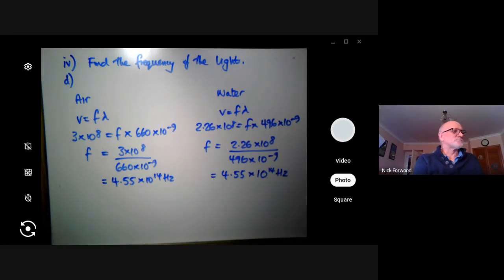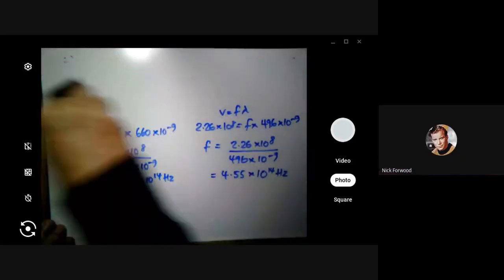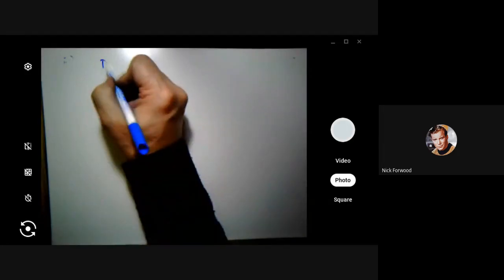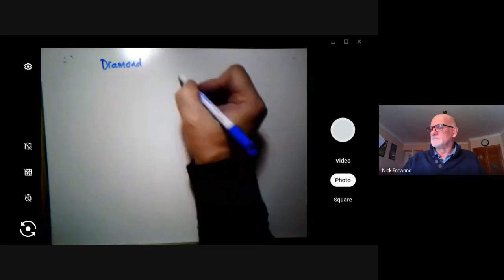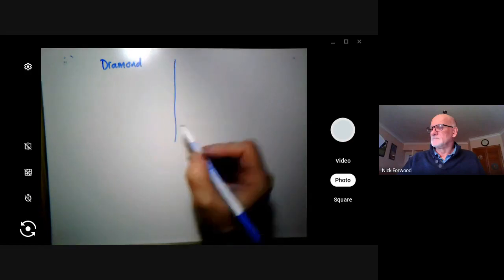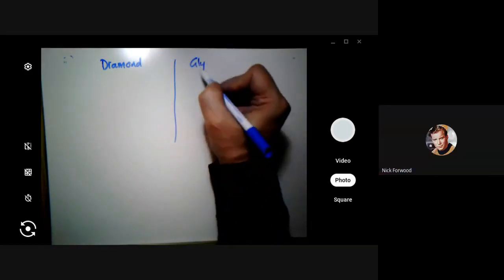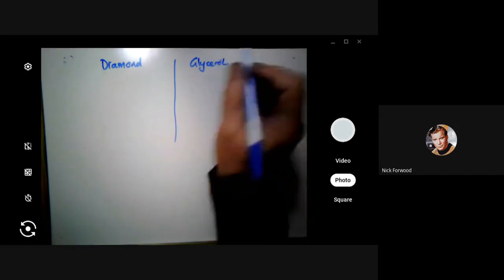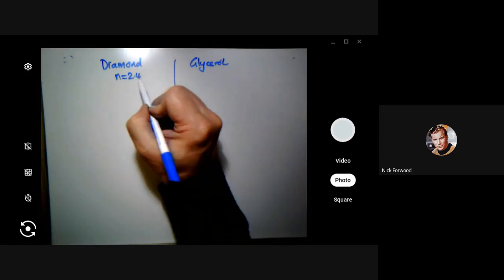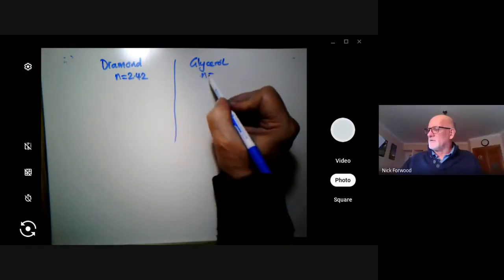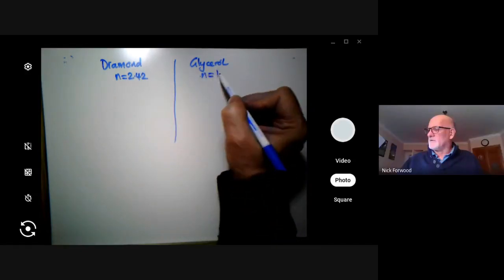Moving on. Further examples, just covering all the bases here. Diamond on one side and glycerol. Glycerol's a type of oil, as I've mentioned before. Refractive index of diamond is 2.42. Refractive index of glycerol is 1.47.